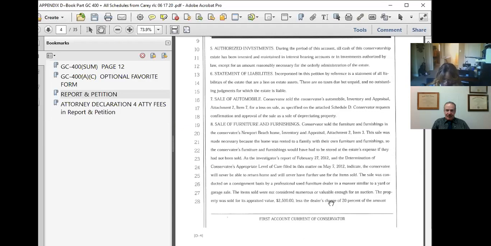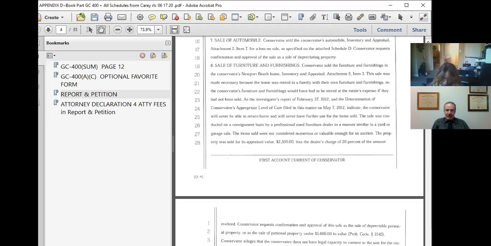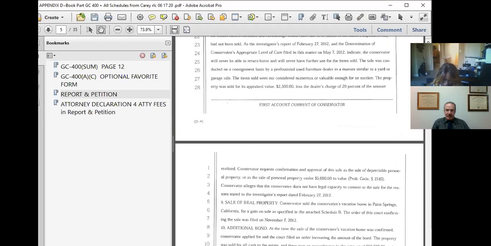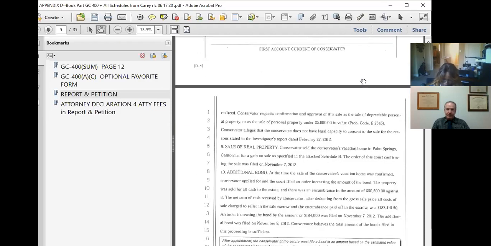$2,500 less the dealer. So in this case, they had an auction house sell the furniture, and so they had to pay a commission on it. You must state if that's what you do. Otherwise, you would not have all that information in there.